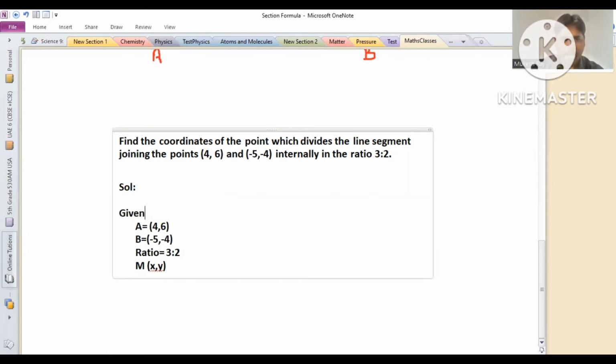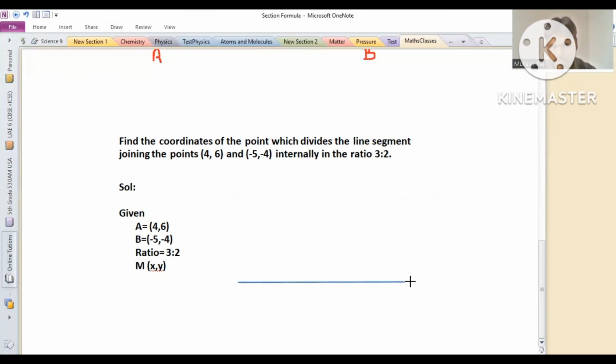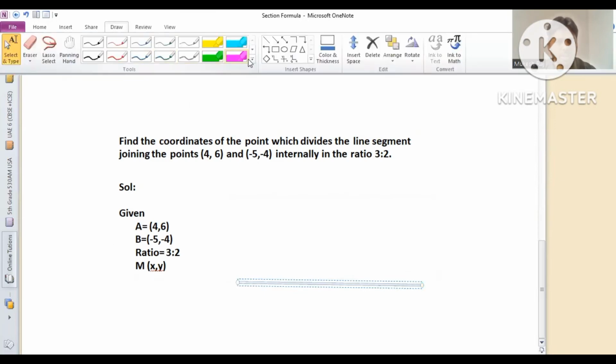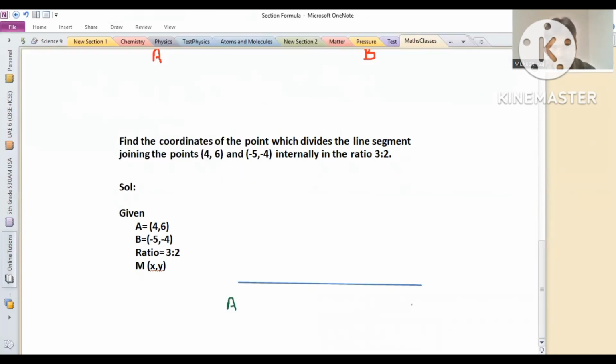Okay, so after this we have to understand this, and in order to make you understand this properly, I will just draw a line segment. After drawing the line segment, I will put the nomenclature as per the requirement that we have already considered. Let us say this is A, this is B. B has been marked as (-5, -4), and A has been given the value (4, 6). Now I need to find out the value for M, which is somewhere here.